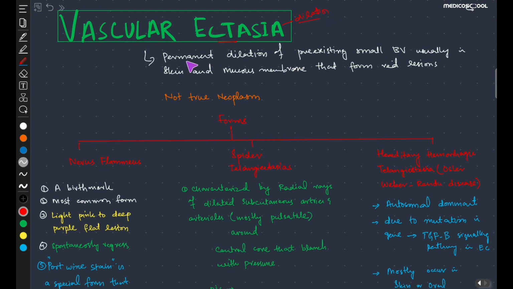And vascular ectasia means the permanent dilation of the pre-existing small blood vessels, usually in the skin and mucous membrane, that forms a red lesion. So it is not a true neoplasm, it is just the permanent dilation of the pre-existing vessels, resembling a tumor.